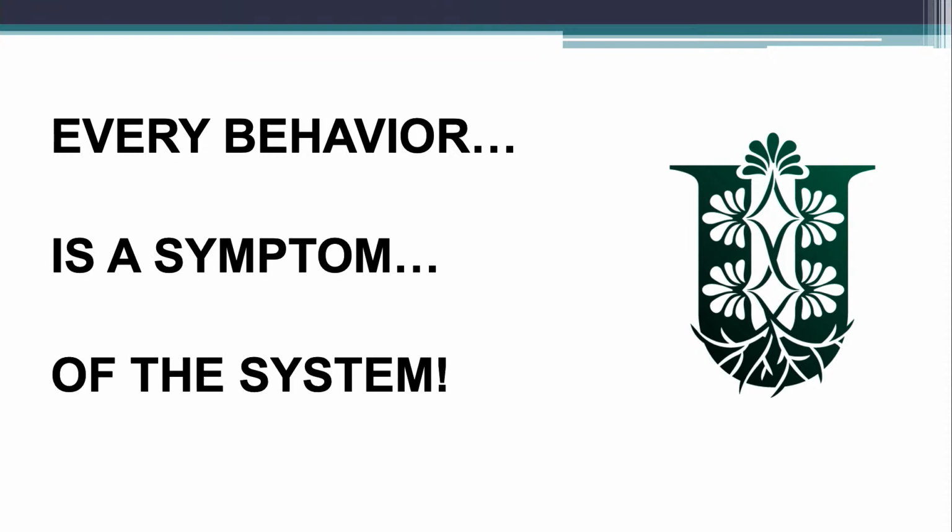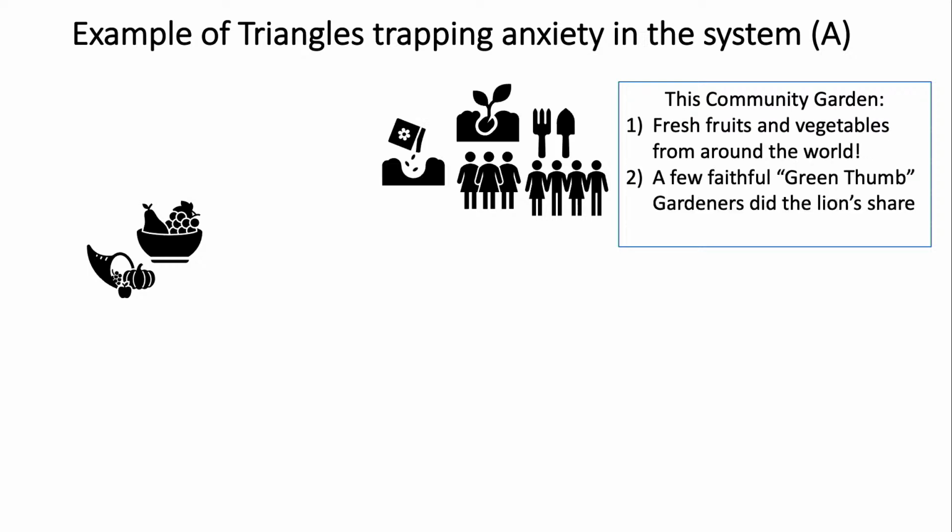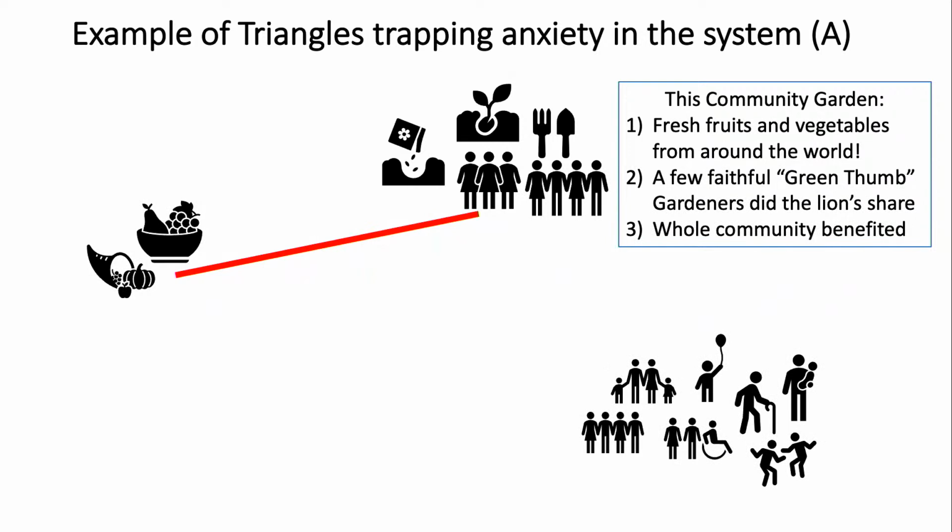Good. So in this scenario, we have some individuals who are green thumbs. They're really good at gardening. Everything they touch grows and produces. So they are able to plant and grow and tend the community garden and produce fruit and vegetables from all around the world for the people who live there. And the whole community benefits, right? So they're able to do this garden and take care of it, so the people are able to have some food, and they're so thankful for these faithful few green thumb gardeners, and everyone all gets along. So is this a stable or unstable triangle?